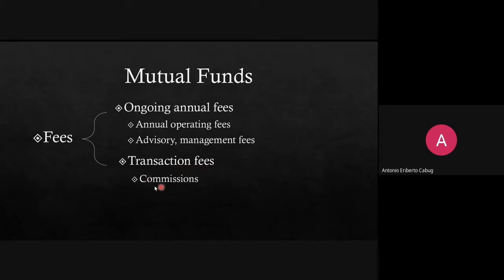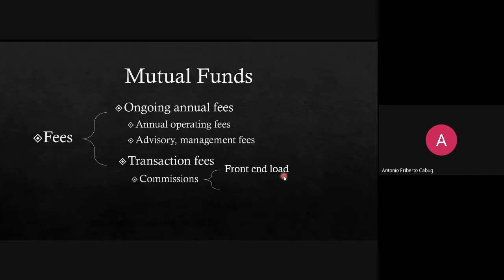Commissions are the common transaction fees. They are paid to agents. As I have told you, there are mutual fund companies who operate together with insurance companies, and they have agents who are going to put the money in.